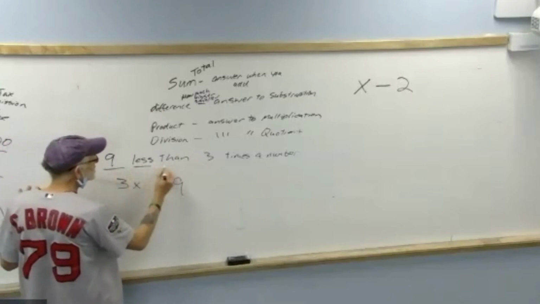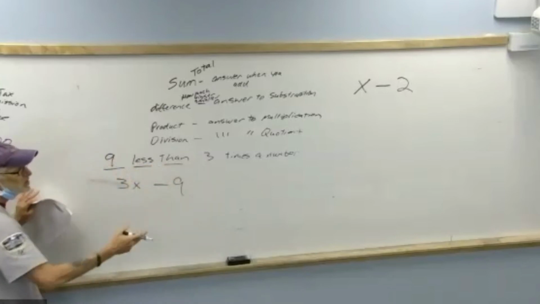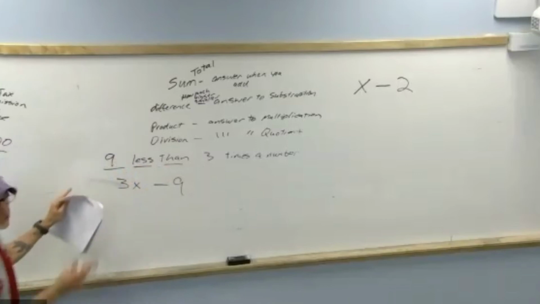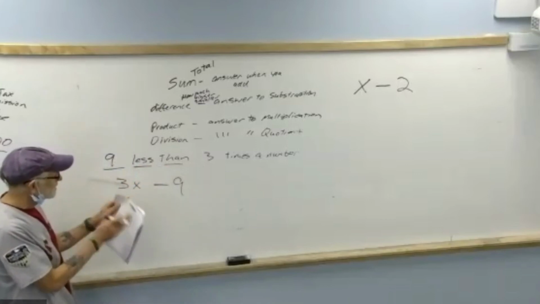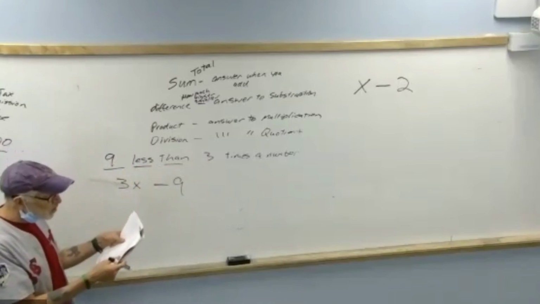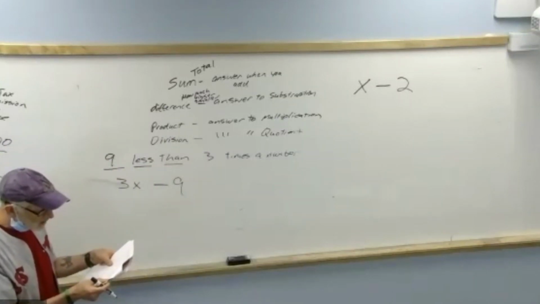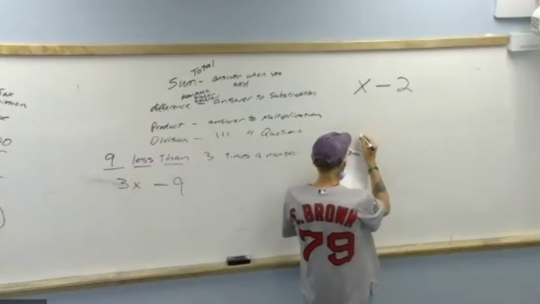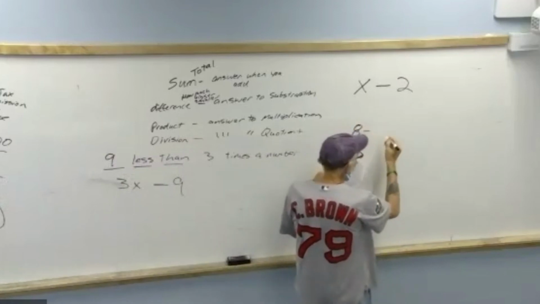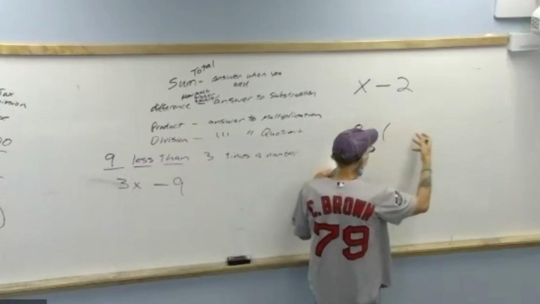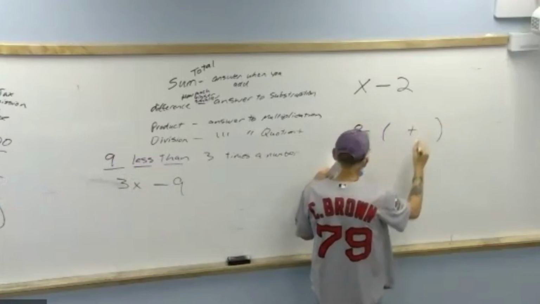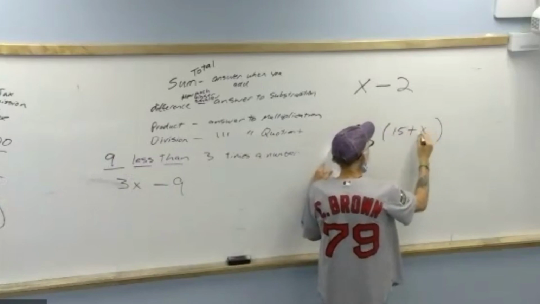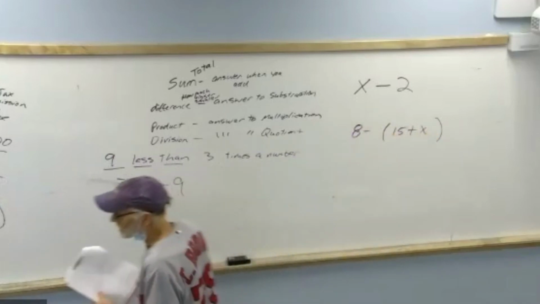So look for these words. I see this form of words in every single HiSET prep material that I've gone over. So I almost guarantee you when you take the HiSET, you're going to see something like that where you have to switch them around. The last one I'm going to go over real quick is number 11. It says 8 minus the sum of 15 and a number. Use parentheses there. The sum of 15 and a number. Make sure if it says that you use those parentheses.